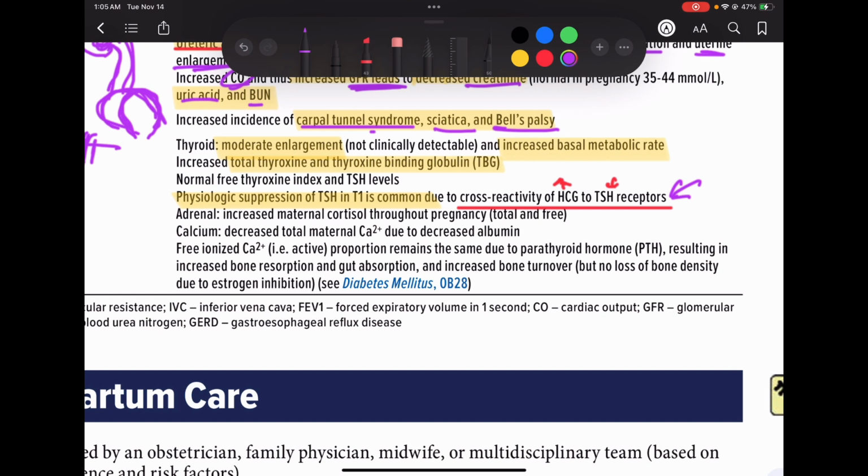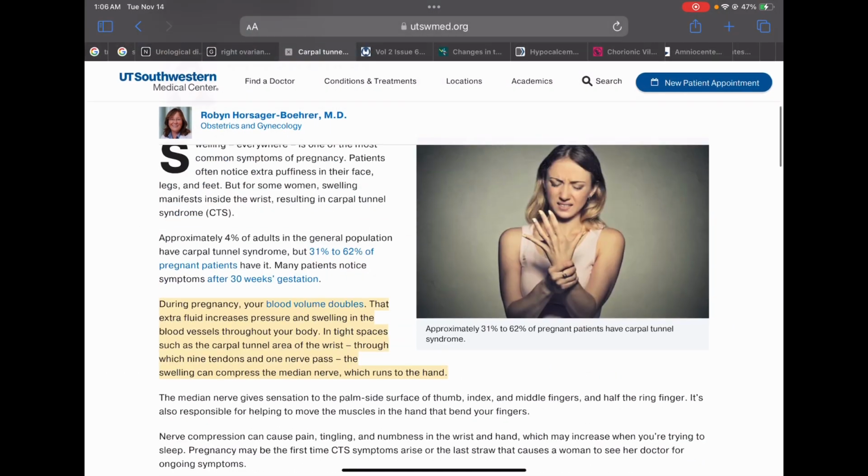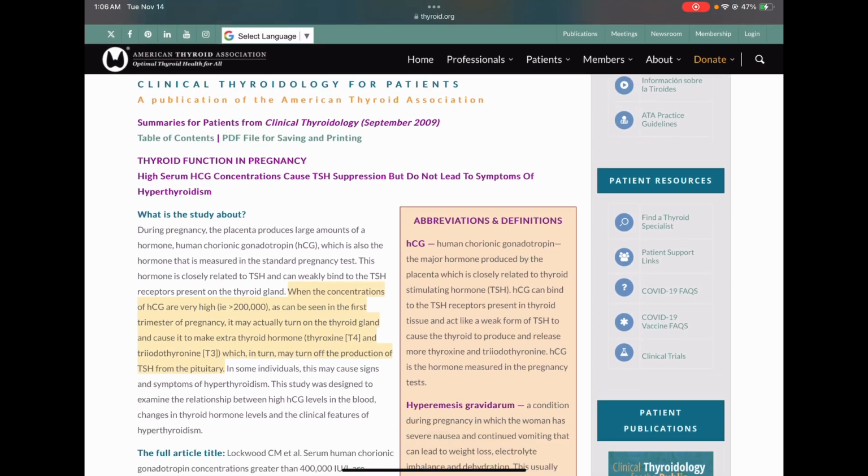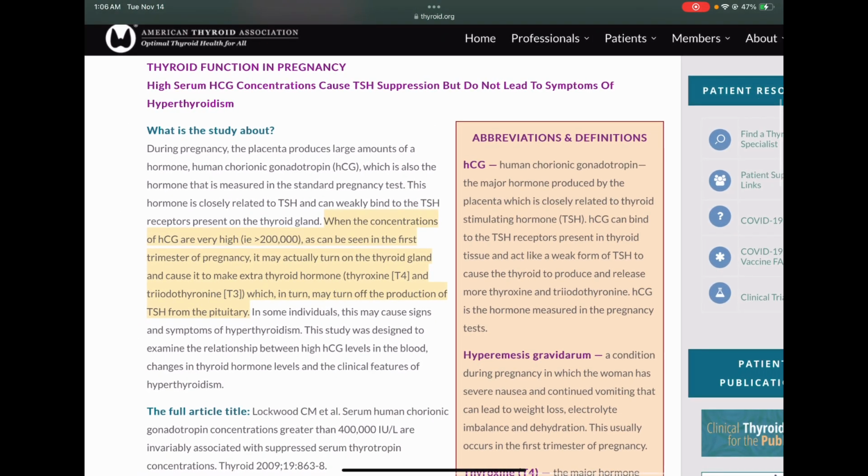What happens is, the beta HCG and the TSH do have some similar looking appearances for the receptors. Let me show you the exact detail. So when the concentrations of beta HCG are very high, that is more than 200,000, as can be seen in the first trimester of pregnancy, it may actually turn on the thyroid gland and cause it to make extra thyroid hormone, because it pretty much resembles TSH hormone.